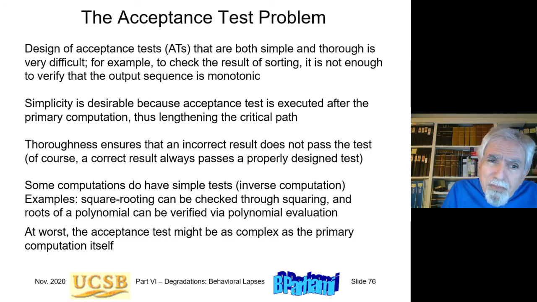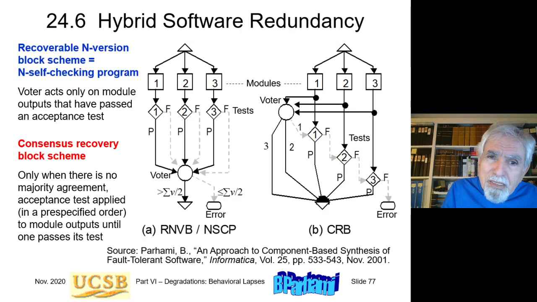Okay, I mentioned that acceptance test is a challenge to develop. We don't always have good acceptance tests. So for example, if you compute the square root of a number, the acceptance test may be to square the result and check to see if it matches the original number. Now, if squaring is simpler than square rooting, then this is good, because the acceptance test is of lower complexity than the main computation. But that's not always the case. So it's a challenge to develop that acceptance test.